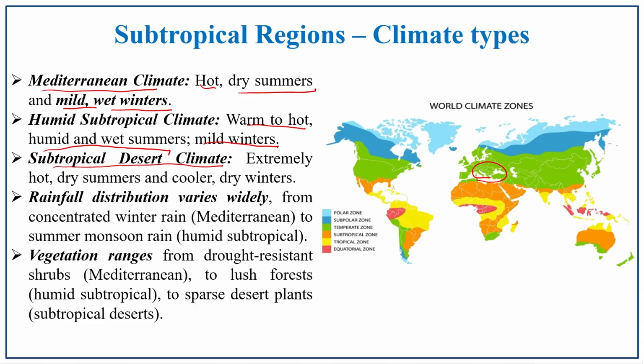The rainfall distribution in this region is concentrated winter rain, as we saw in the previous slide, winter rain in the Mediterranean region and summer monsoon rain in the humid subtropical region. The vegetation ranges from drought resistant shrubs in the Mediterranean region, to lush forest in humid subtropical regions and to sparse desert plants in subtropical deserts. So, there is diversified vegetation found in this subtropical region.